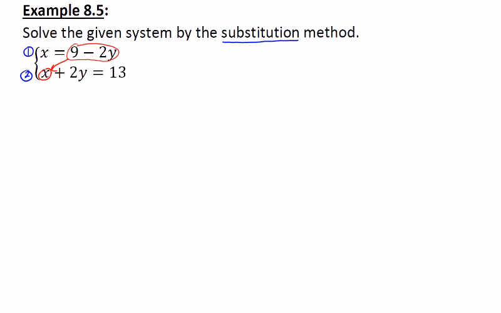So my second equation is now going to turn into 9 minus 2y plus 2y is equal to 13. So nothing to distribute, but I do want to combine like terms. And if I combine like terms, we'll notice that the minus 2y and the plus 2y end up canceling out. So then I have the statement 9 equals 13. And that's a false statement. So something's going on here.